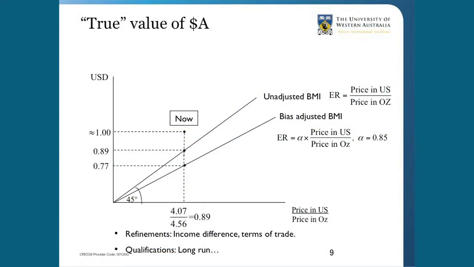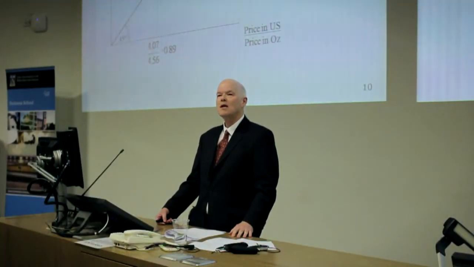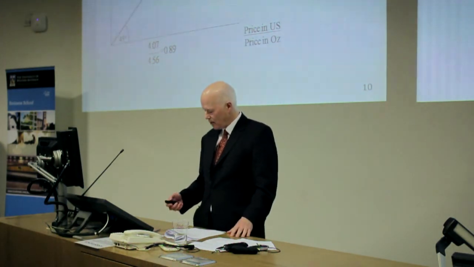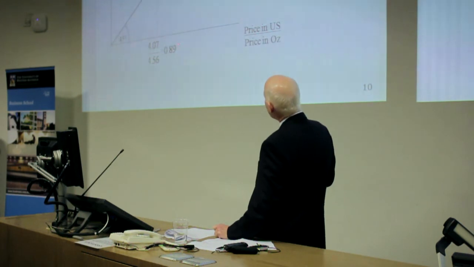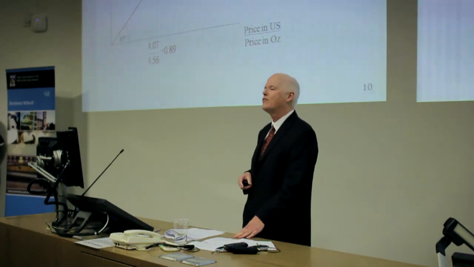We've got the value of the currency on the vertical axis and the prices of Big Macs in the US relative to Australia on the horizontal, and this 45-degree line, that's the PPP ray. So the ratio of prices in the US to Australia, down the bottom here, is 0.89, and if we read up to the PPP ray, that gives us that the Big Mac prediction, the value of the currency, is 89 US cents compared to the current value of 99 US cents. So the Big Mac index tells us that the Australian dollar is indeed overvalued.